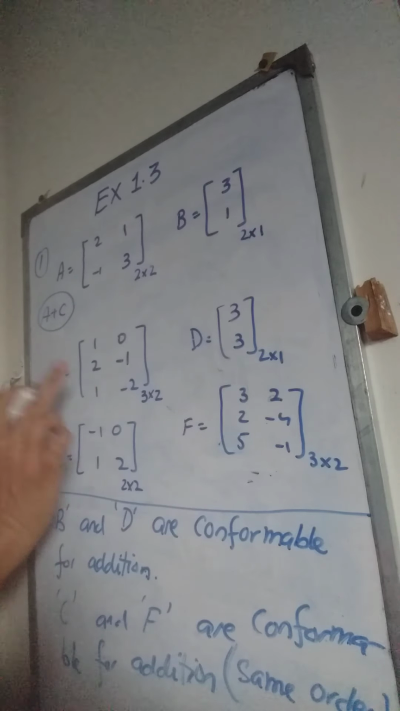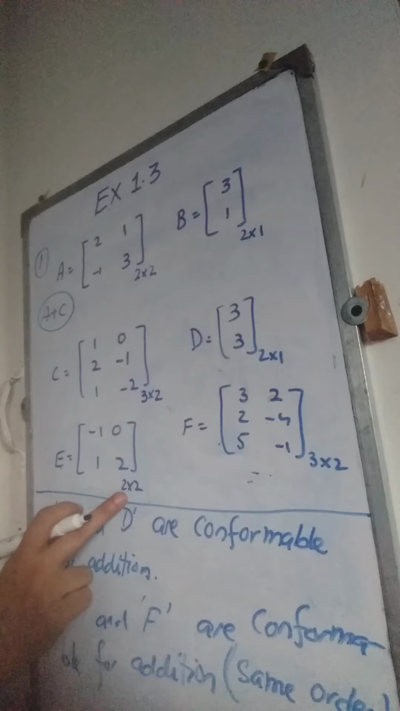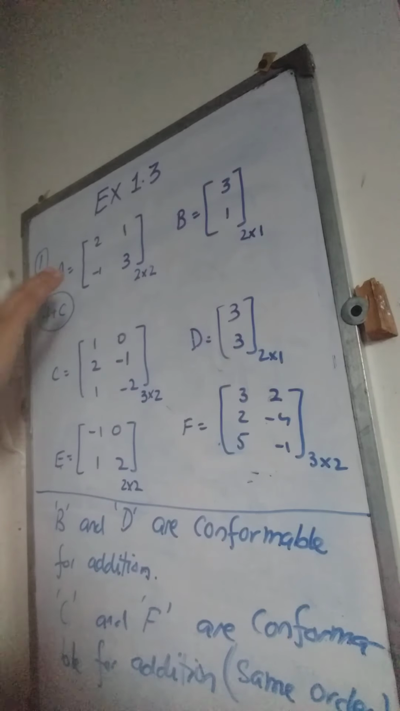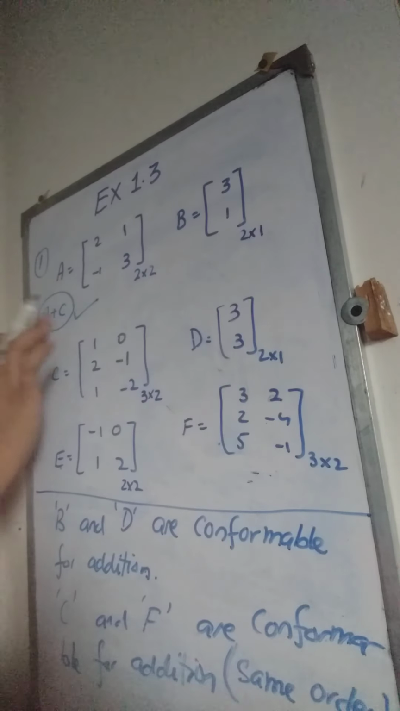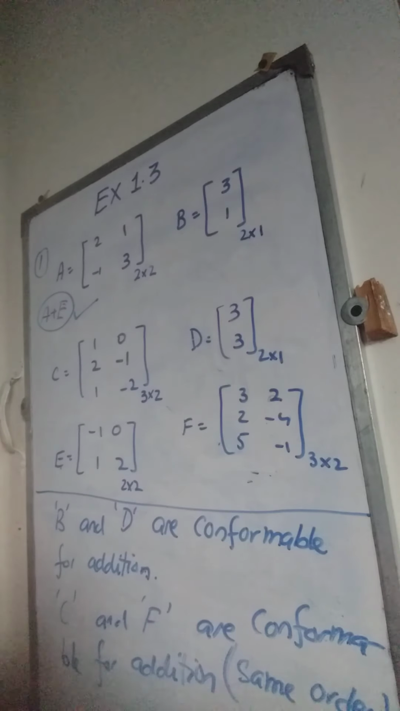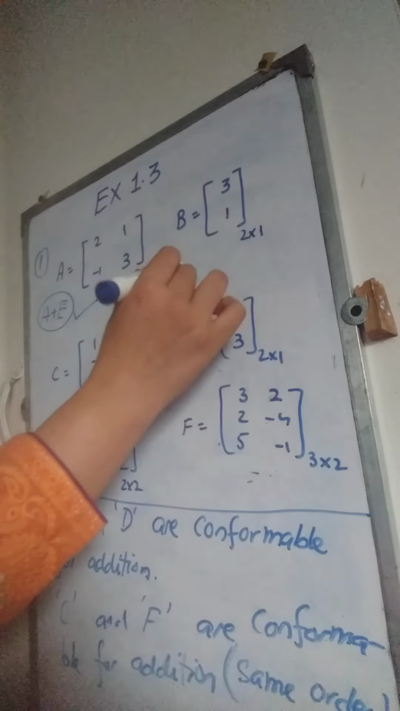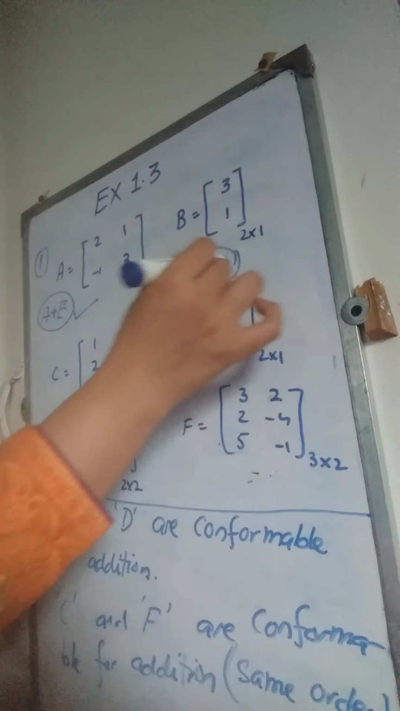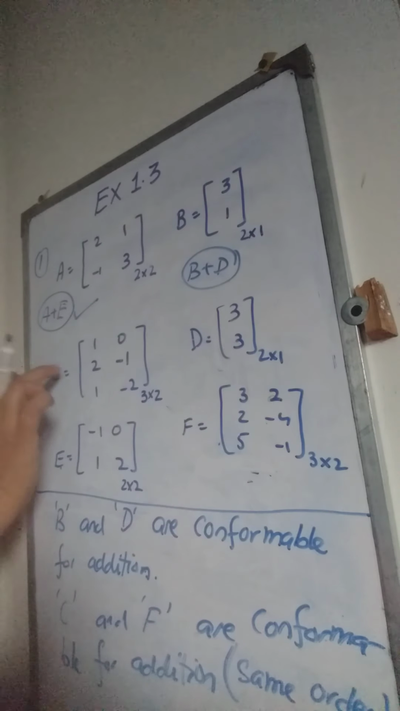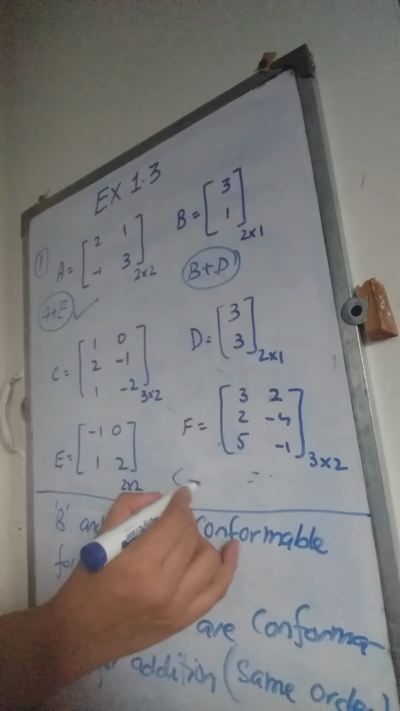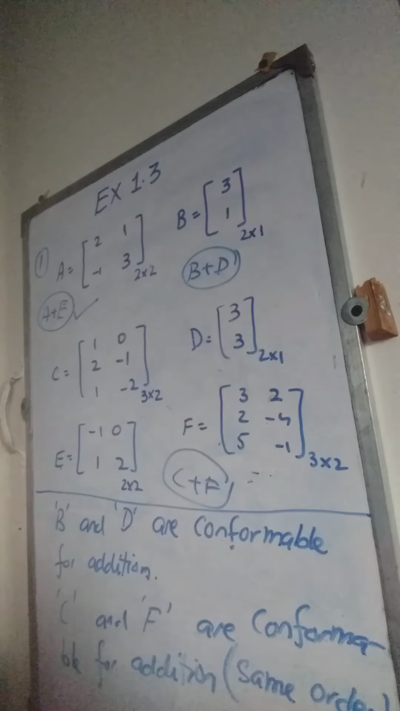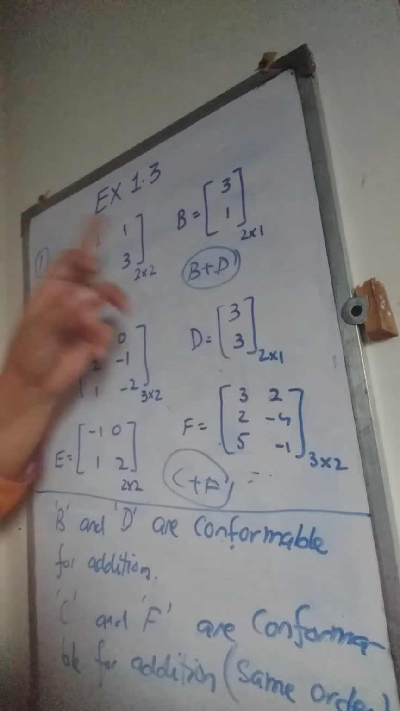A and E had the same order, so A and E can be added. B can be added to D because they have the same order, and C and F, C plus F. These are the matrices which we can add. We can add A to E and no other matrix. A cannot be added to B.